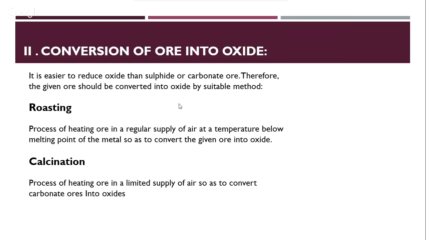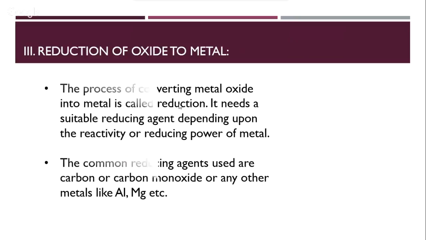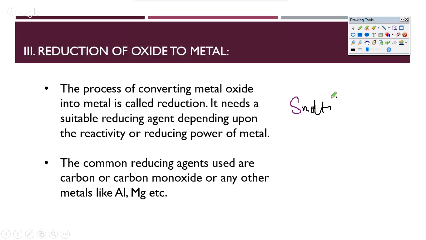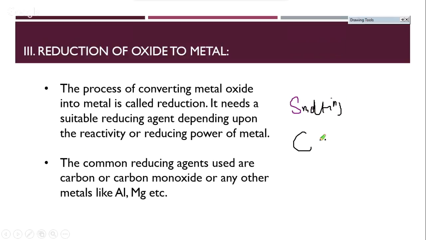Now, once the oxide is formed, how do you really get it to metals? The process of converting metal oxides into metals is called reduction, and it needs special reducing agents. Most of the time it is done by carbon, and because it is done by carbon, it is called smelting. So smelting is the process which uses carbon to take out the oxygen from the metal oxide to give you CO2 plus metal back. Carbon is a very strong reducing agent and very commonly used as well. Carbon monoxide is also used in most of the scenarios.